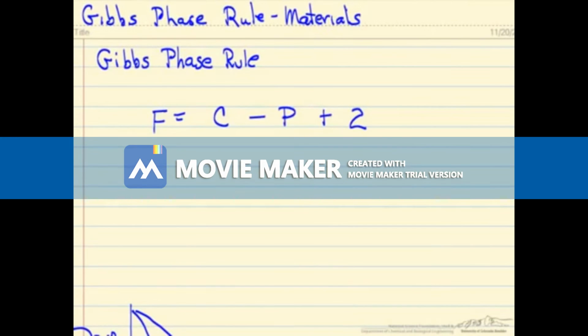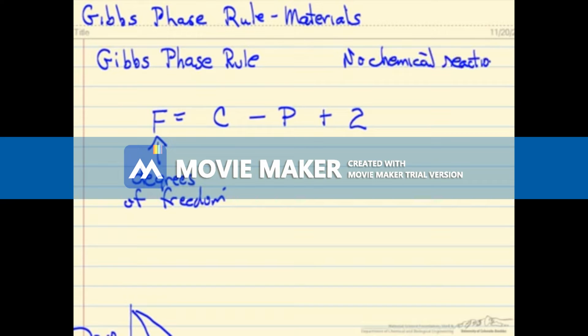We're going to look at the application of the Gibbs phase rule, where what we're interested in is how many variables, how many degrees of freedom, we have in a system. So we're looking at the phase rule for the case where there's no chemical reaction. And when we talk about variables, keep in mind we mean intensive variables. This is a very important aspect of the phase rule.